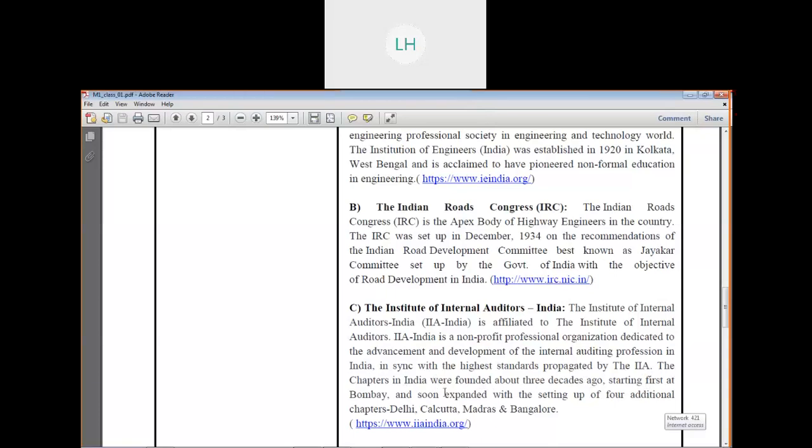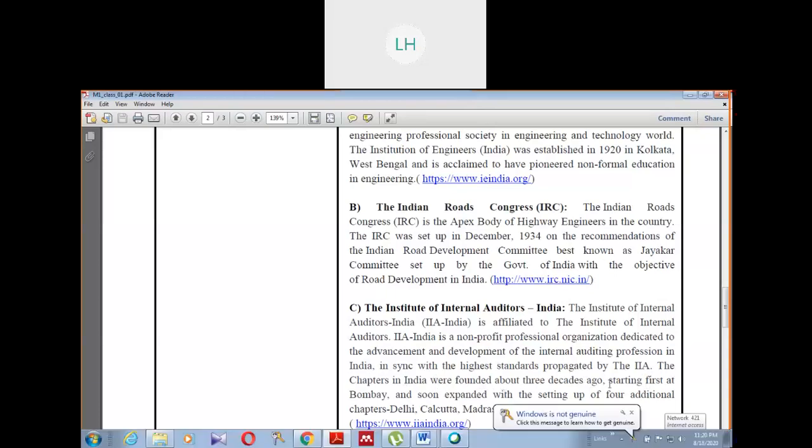The chapters in India were founded about three decades ago, starting first at Bombay and soon expanding with the setting up of four additional chapters: Delhi, Calcutta, Madras, and Bangalore. So now we have five chapters, five centers from where the Institute of Internal Auditors work.